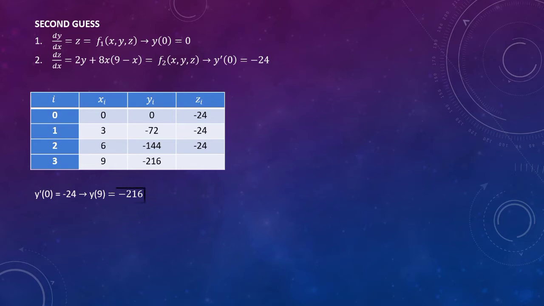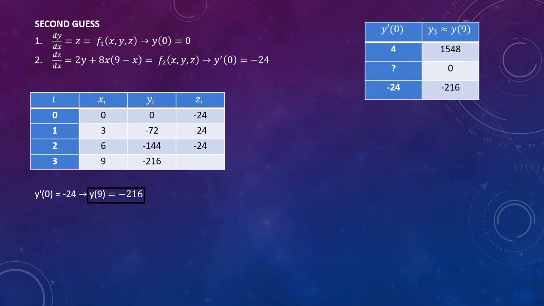So, when the value of y prime at 0 is negative 24, the value of y at 9 is negative 216. In order to get the exact value of y prime at 0 when y at 9 is equal to 0, we will use this technique called interpolation. As you can see, we did not manage to guess the exact value of y prime at 0 when y at 9 is equal to 0. So we will use the interpolation technique. We will compile everything.